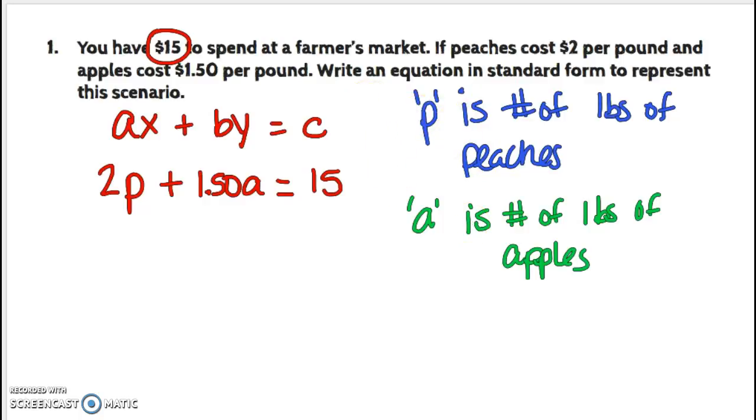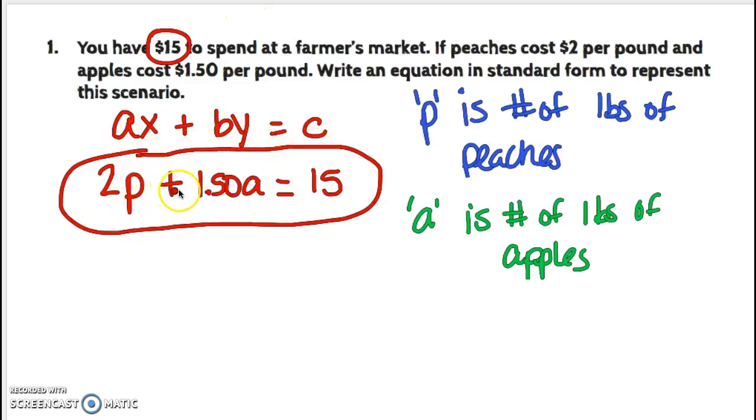Okay, and then that is simply it. Here's our equation in standard form. 2p plus $1.50a equals 15. We have it set up, and that's as far as we're taking this right now. Okay, so let's look at another example.